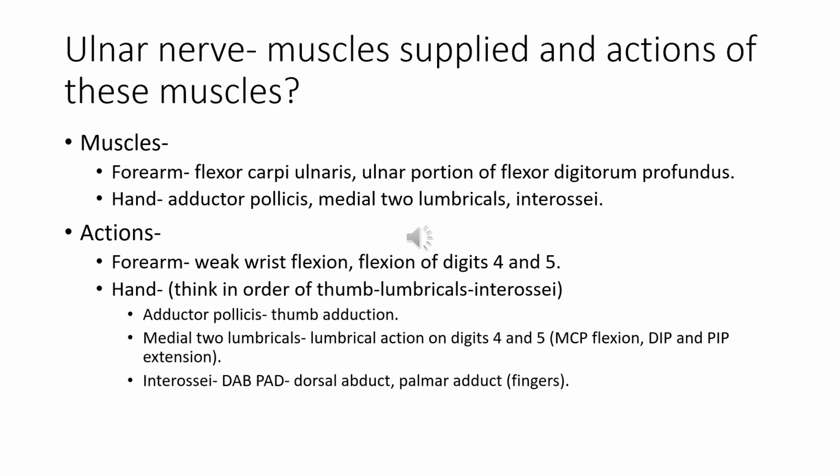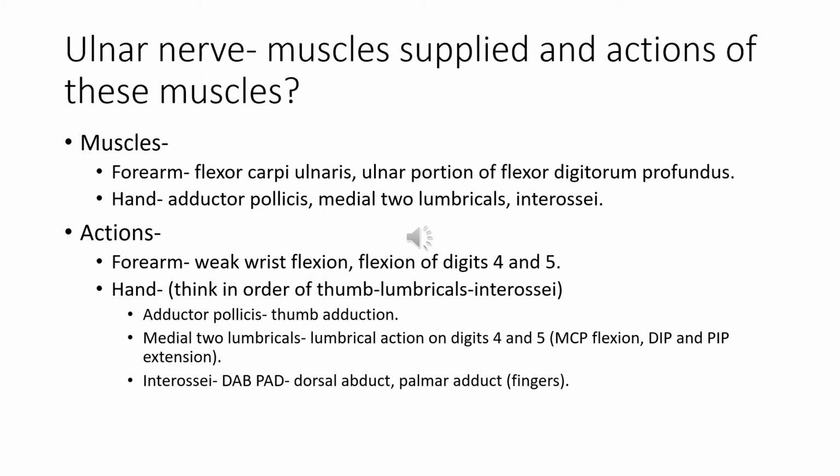So, in the thumb, the ulnar nerve supplies the adductor pollicis alone. Note that abductor pollicis brevis, flexor pollicis brevis, and opponens pollicis are supplied by the median nerve. Then, ulnar nerve supplies the medial two lumbricals. That is the lumbricals going to the 4th and 5th fingers. Then, ulnar nerve supplies all the interossei, that is all the dorsal and palmar interossei.